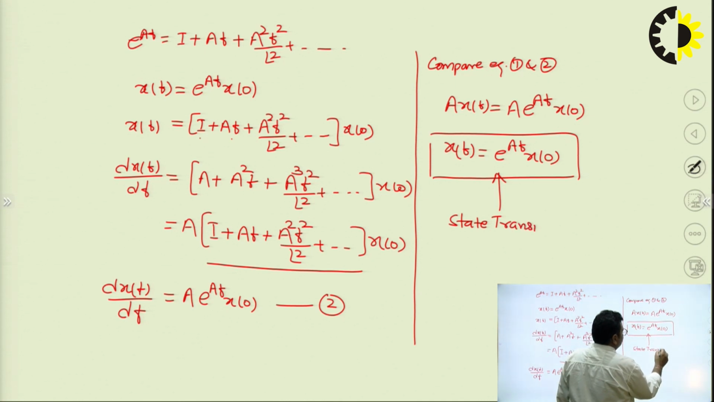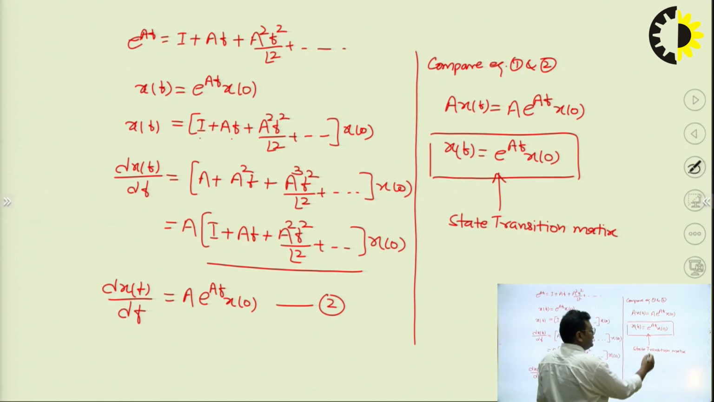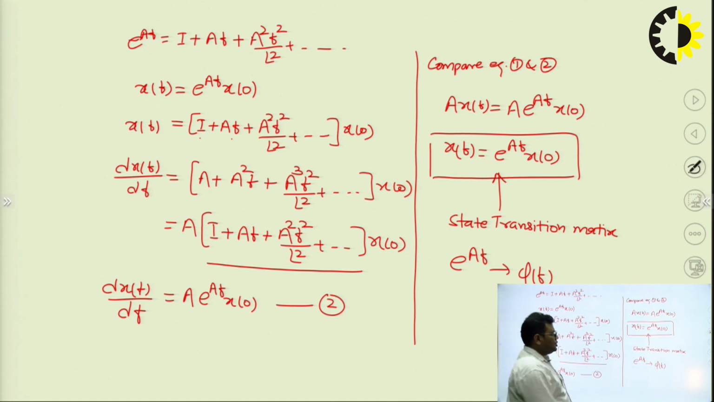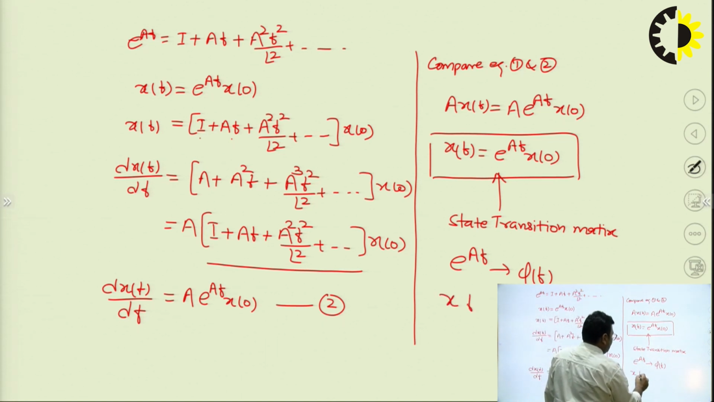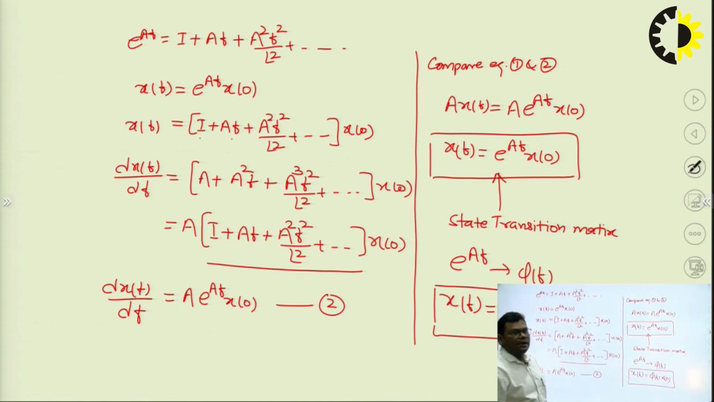Here this e to the power At is called the state transition matrix. A very, very important term, state transition matrix, and it is represented by phi(t). This e to the power At we represent by phi of t. So the solution of the homogeneous state equation we can write as x(t) is equal to phi(t) into x naught. This is the final solution of the homogeneous state equation.